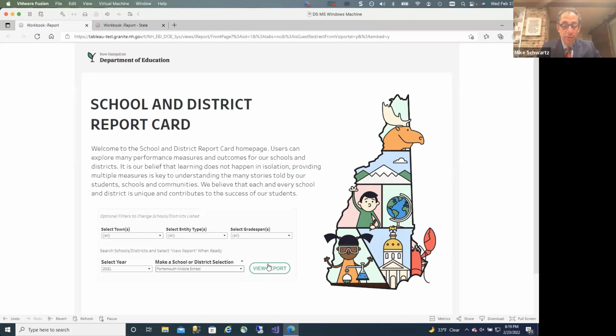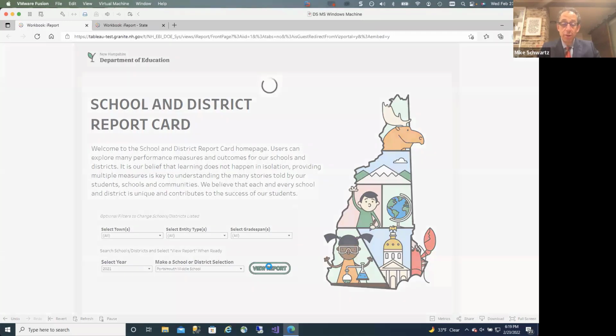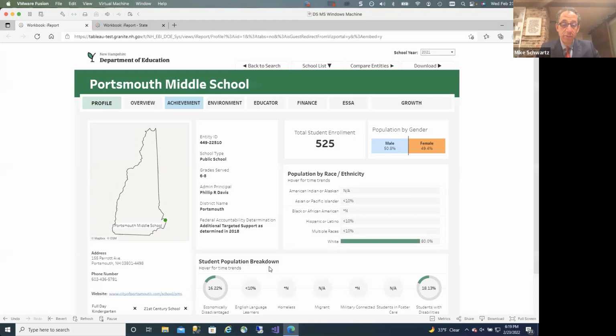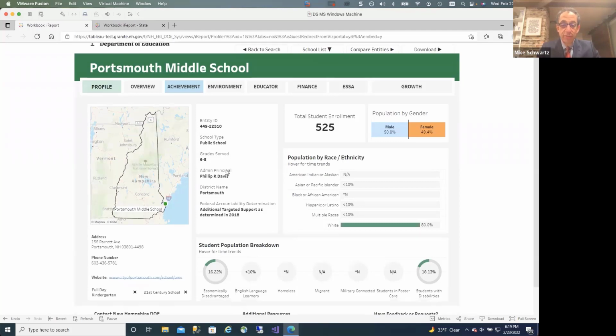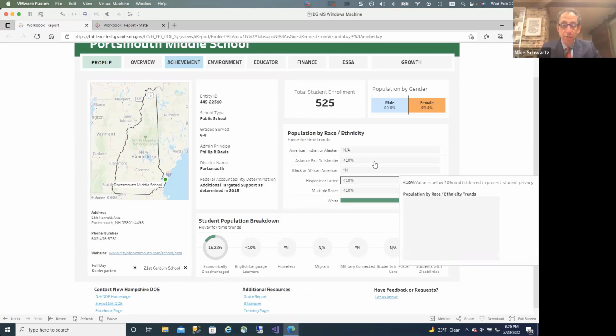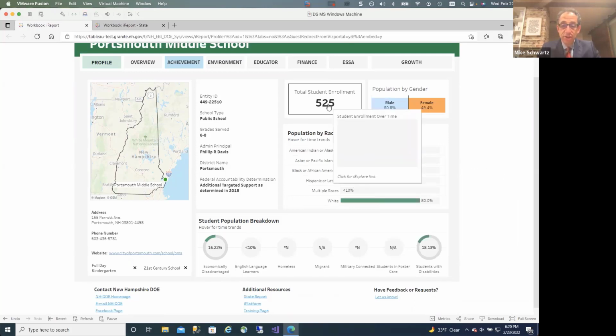We'll take a look at Portsmouth Middle School, and we'll click View Report. What that's going to do is launch iReport, showing us those tabs across the top for the school we're looking at, Portsmouth Middle School. It brings you to the profile first. It shows you where that school is geographically. It shows you some basic information about the enrollment, how many students are in that school. It shows you what percentage of those students are living in poverty, economically disadvantaged, and what percentage have disabilities. And then, as I mentioned earlier, if you hover over some of this information, you'll actually see some pop-ups.